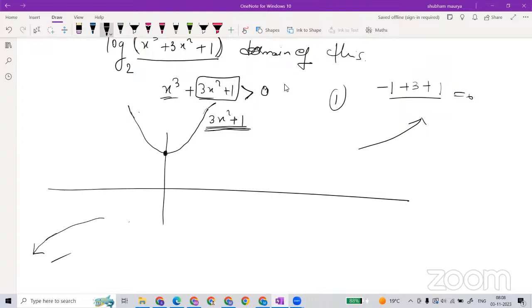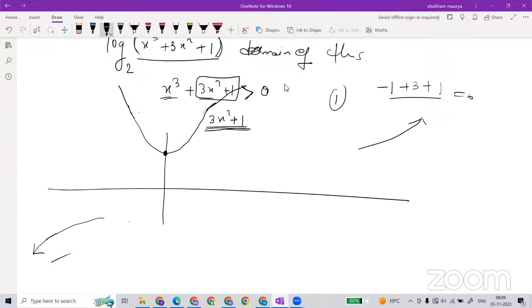And x cube, if you try to draw the graph of x cube, see how it will be. So the graph of 3x square plus 1, the coefficient of x square is 3, no? Draw this type of graph. So let's see that we are actually reaching a root. We are not getting the exact root, but we are reaching a root.